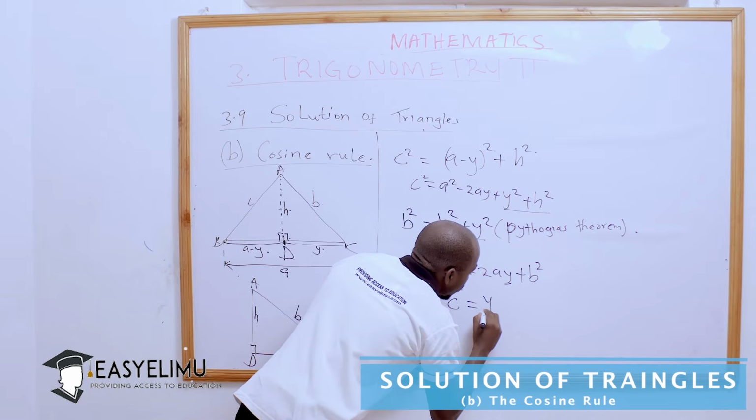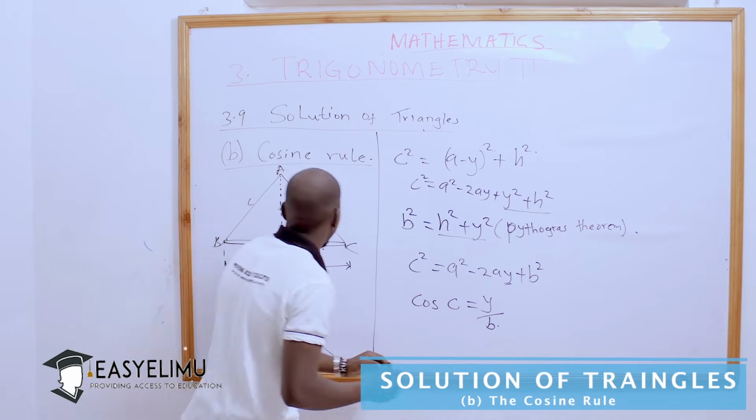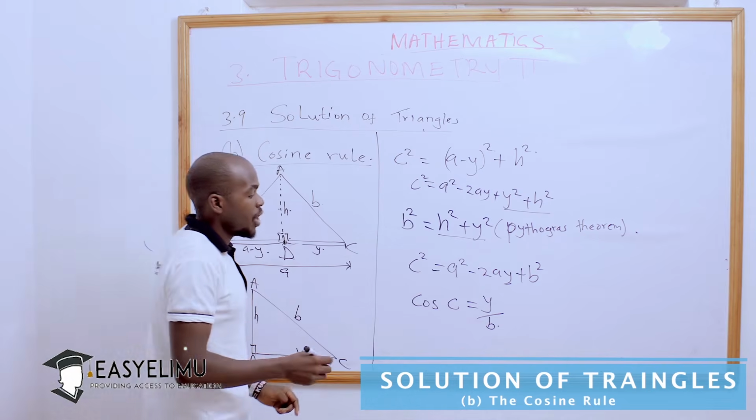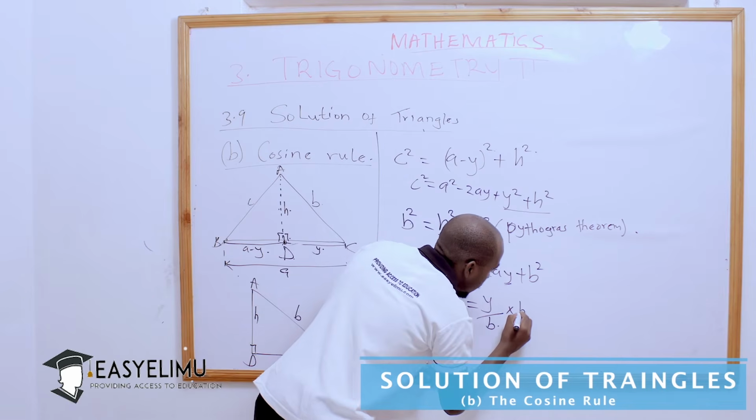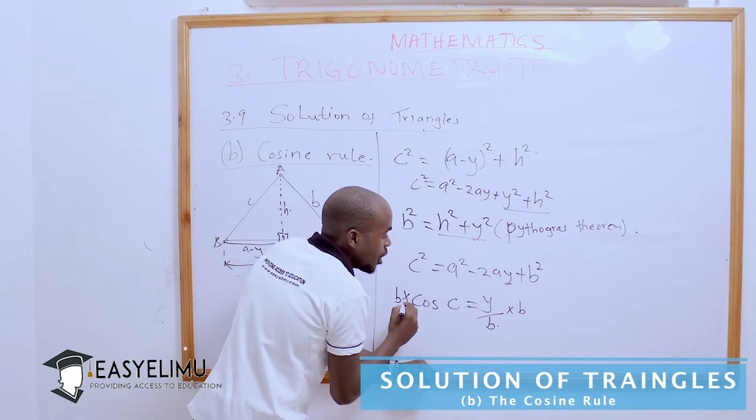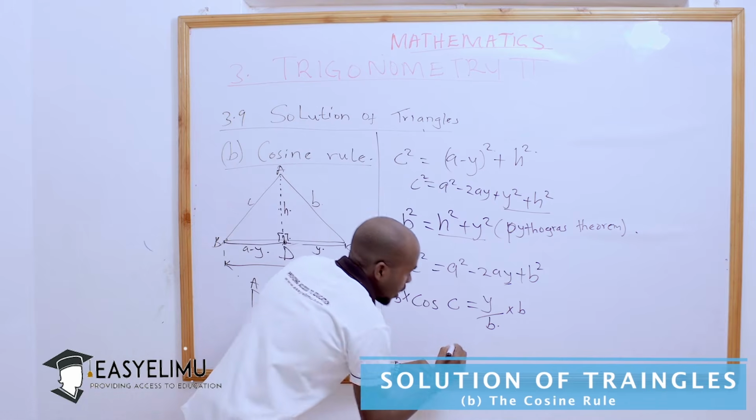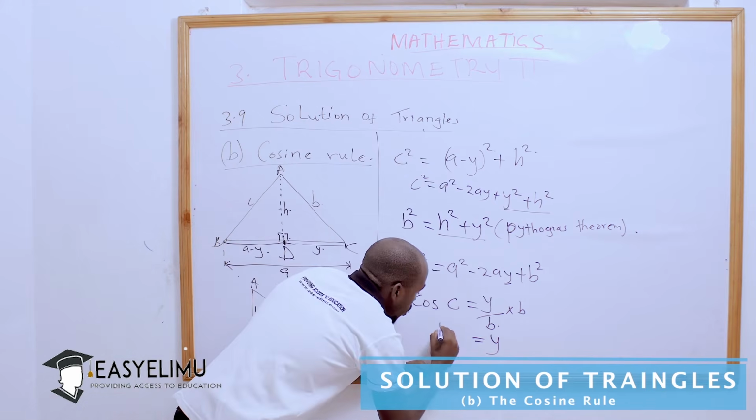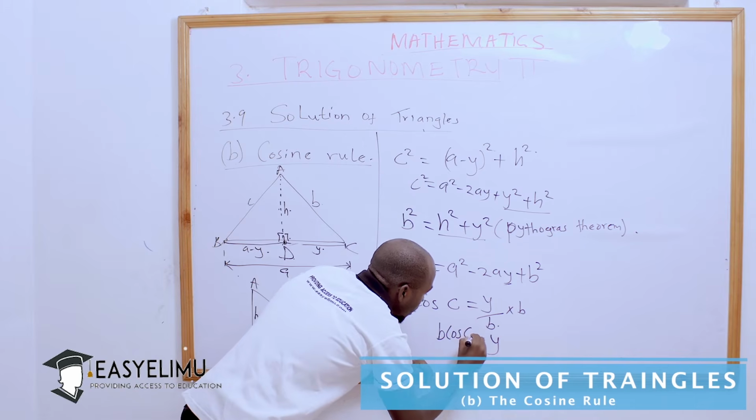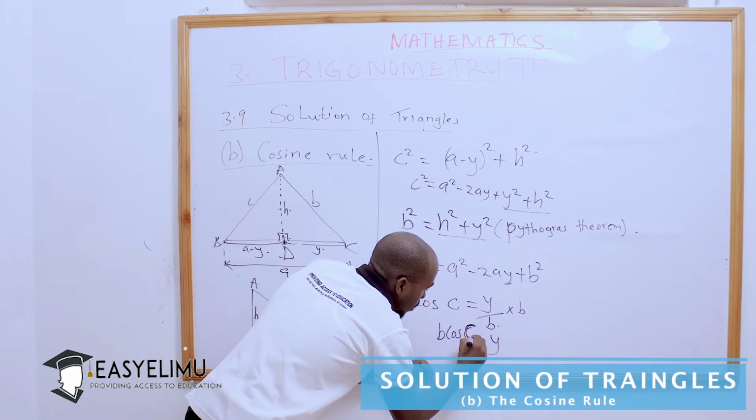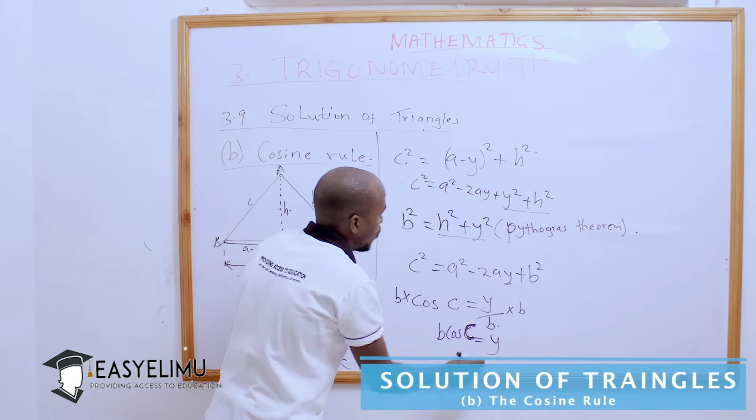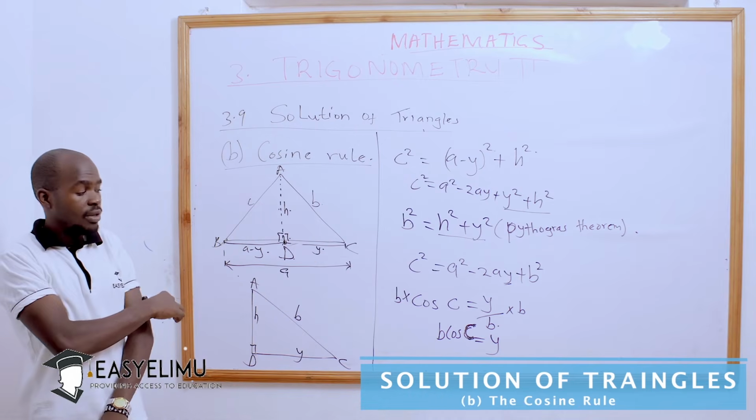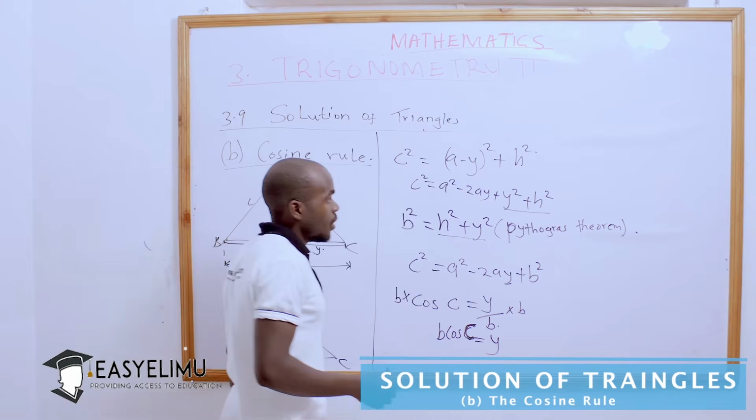So the cosine is going to be Y over B. If we do it that way, we are going to multiply both sides by B in order to find the value of Y. After doing that, we are going to find that Y is equal to B cos C, where C is the angle and Y is the base of that triangle.